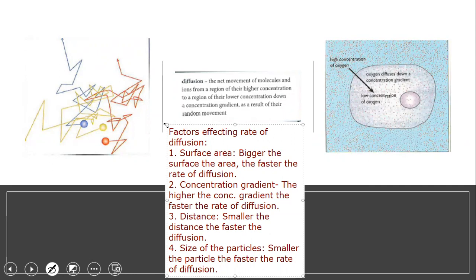So these are some of the factors that are going to be important for your diffusion. And when we talk about diffusion, diffusion is basically a passive process. Passive process meaning that we don't need any energy for it. It will simply happen because of the concentration gradient.